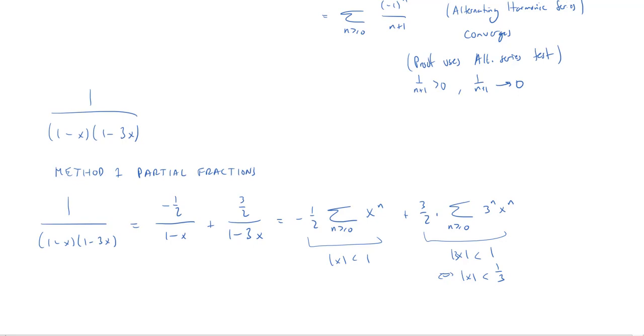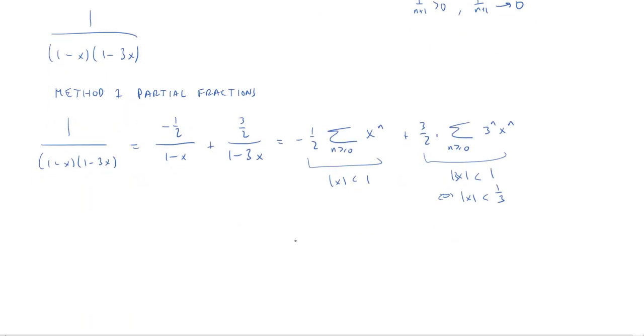So if I want both of these series to converge at the same time, what has to happen? Well, this first one is going to converge between negative 1 and 1, with 0 in the middle. The second one is only going to converge between negative a third and positive a third. So it's only going to converge here, and I need both of them to converge at the same time. So I'm only going to get this middle piece. So the radius of convergence is going to be 1 third. The interval of convergence is going to be negative a third to a third.